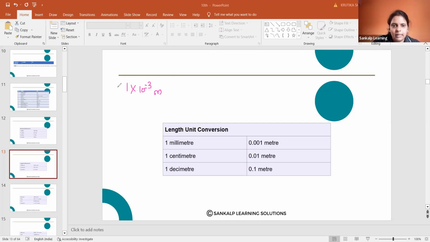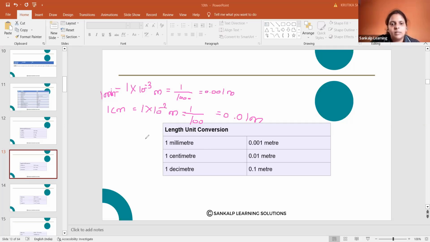So how can I write it? 1 millimeter is equal to 1 into 10 raised to minus 3 meter, which is equal to 1 divided by 1000. That is nothing but 0.001 meter. Then next, 1 centimeter is equal to 1 into 10 raised to minus 2 meter. That is nothing but 1 divided by 100, that is 0.01 meter. These are the conversions which you need to remember. So decimeter is 1 divided by 10, that is 0.1 meter.